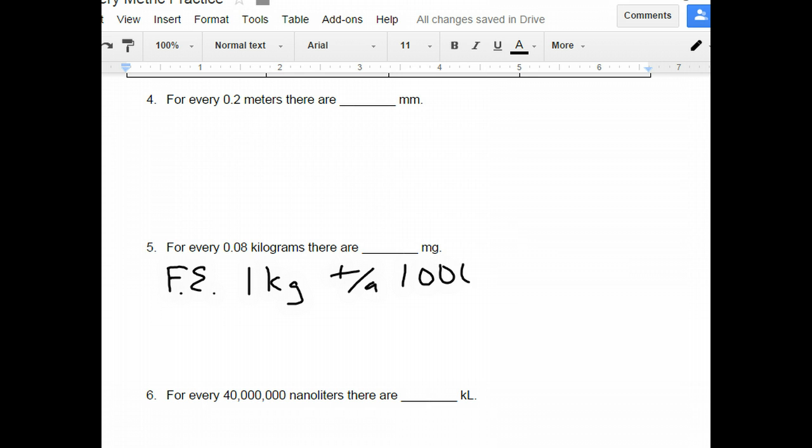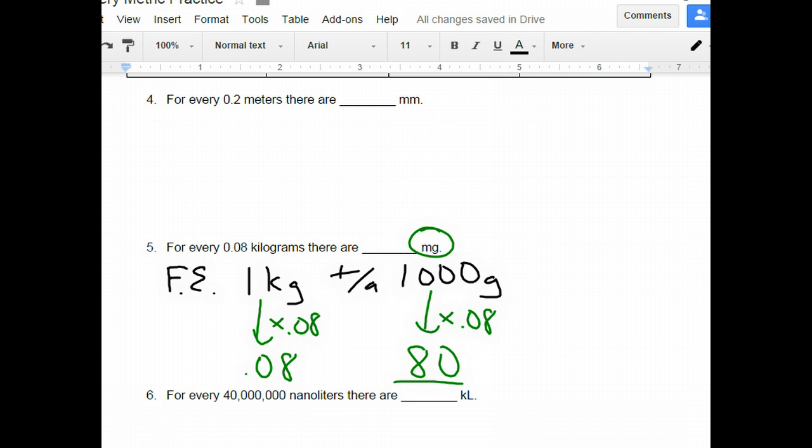there's 1,000 grams. And notice I'm not going to milligrams. I'm going to grams first. And we're going to talk about how to go directly to the other next. And this is 0.08. So if I multiply this by 0.08, and I multiply this by 0.08, then 1,000 times 0.08 is 80 grams.